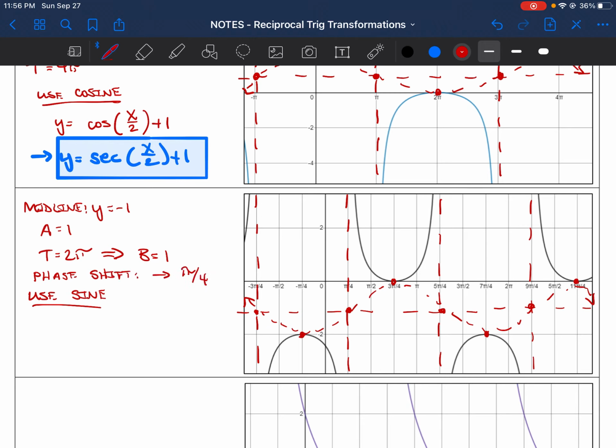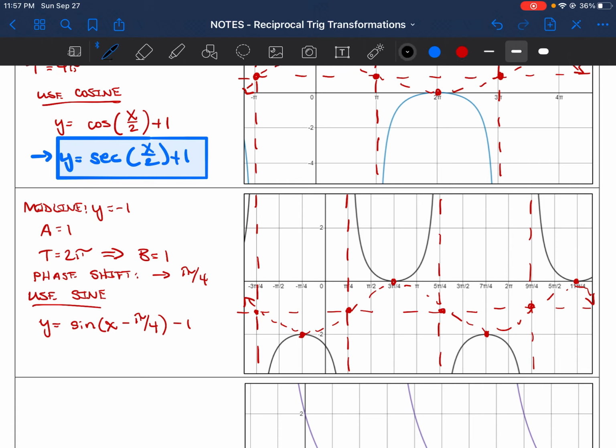Right, pi over 4. Okay, so let's go ahead and write out the sine function here that's in the dotted red. So we would have y equals, well, the a term is still 1, so just sine. The b term is still 1, so this is just going to be x. But we have a phase shift to the right pi over 4, so that'd be minus pi over 4. And then we know we have a vertical shift down 1 because the midline was moved down 1, so we have y equals sine of x minus pi over 4 minus 1.